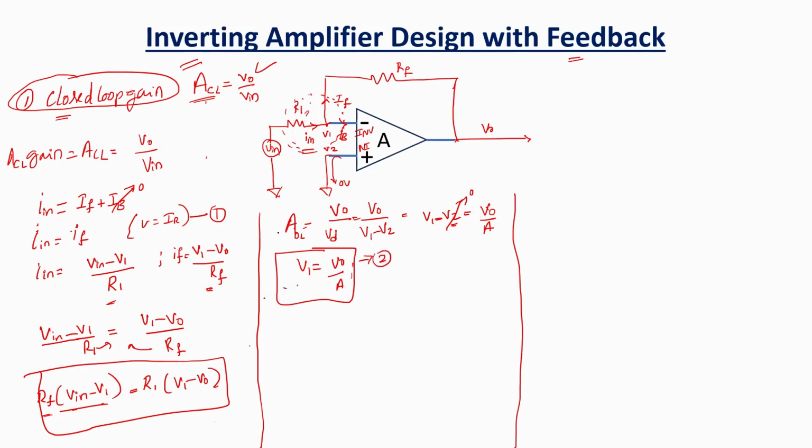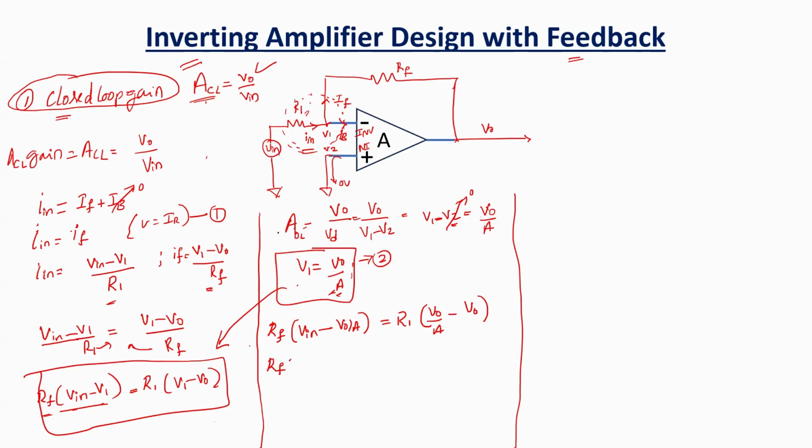Why don't we substitute V1 into this particular one? It's simple. It is RF times (V in minus V1). We can substitute V1, which is V0 by A, equal to R1 times (V1 minus V0), where V1 is V0 by A. So now we just have to rearrange, nothing else.